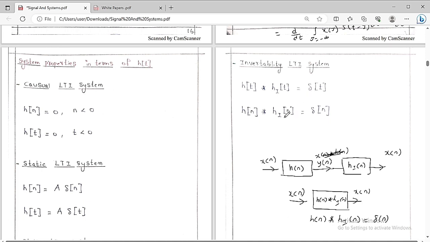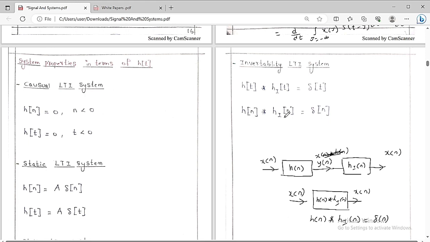So finally, I can repeat the concept. Basically I have told you the system properties, but now for a given system, by giving the impulse input, we get the impulse response. Just by studying the impulse response, I can tell what properties are present in the system. So for a given LTI system, I am going to analyze.